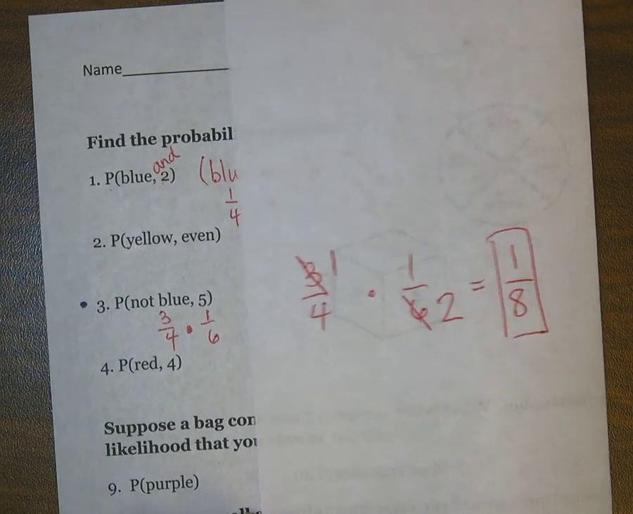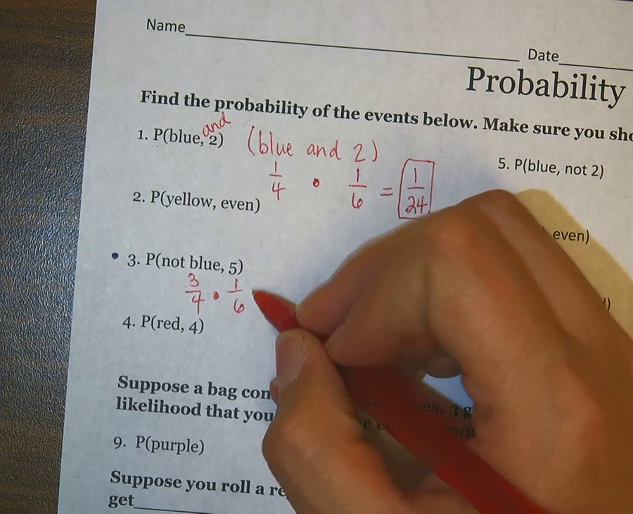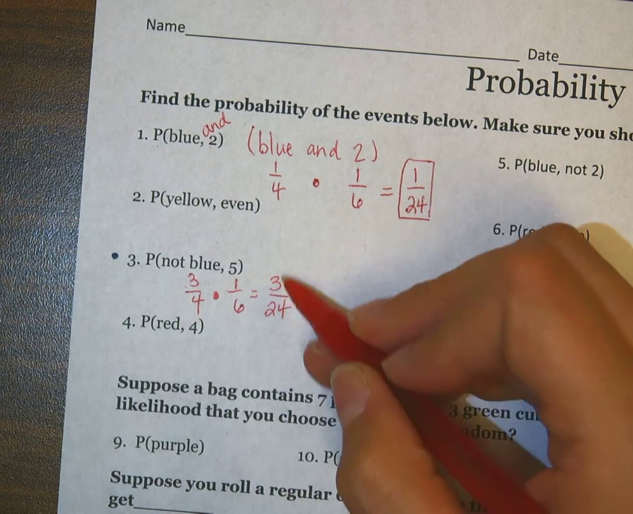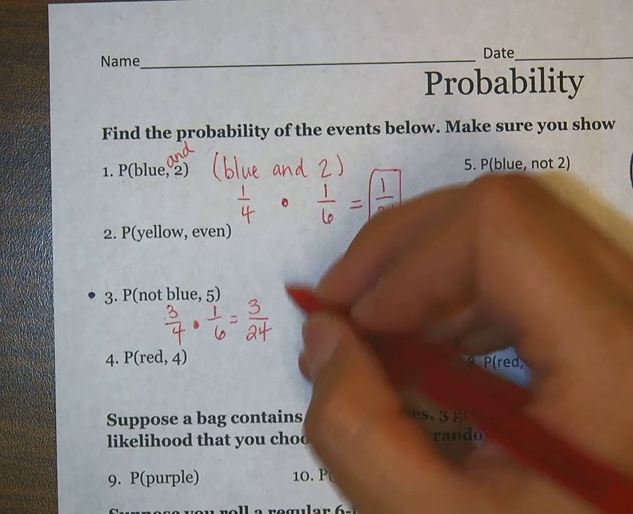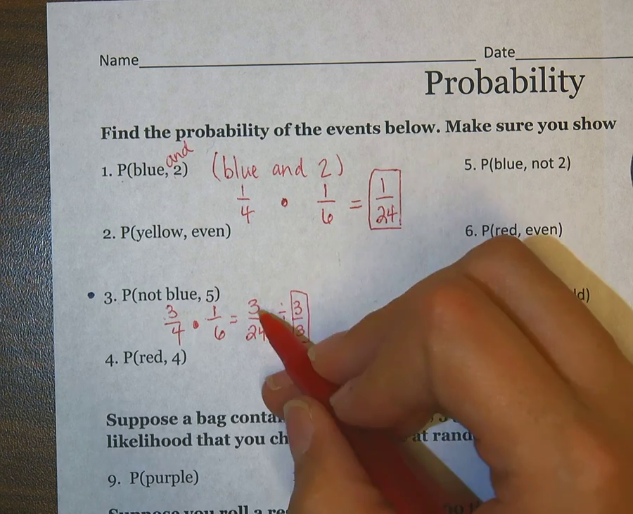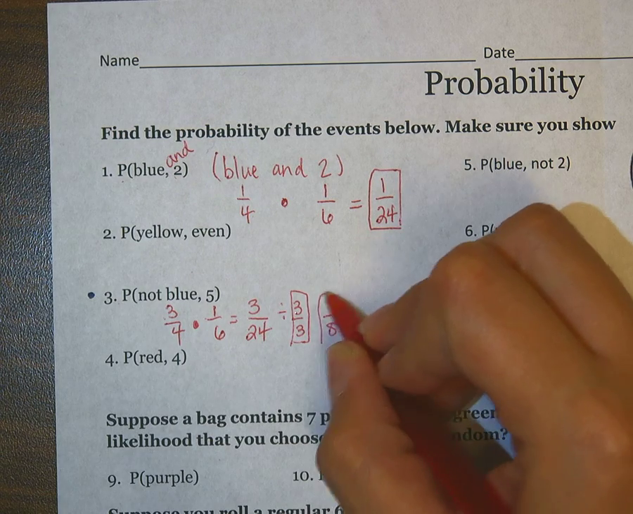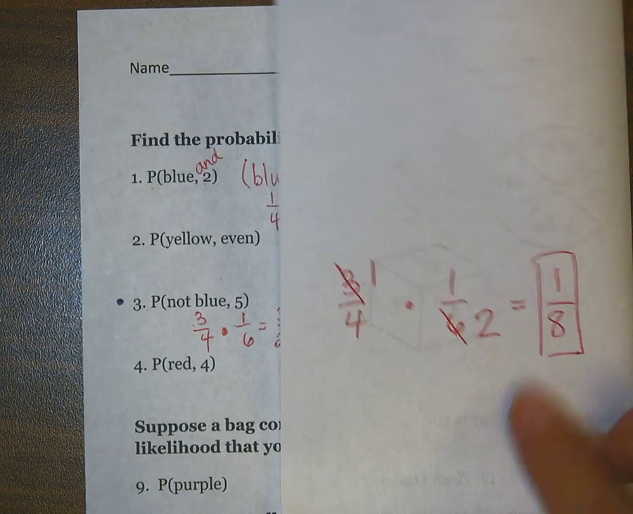Over here, if you chose not to simplify, that's okay. 3 times 1 is 3. 4 times 6 is 24. But at this point, you'd have to recognize that the 3 and the 24 have something in common, and you would have to divide by 3, on top and bottom. 3 divided by 3 is 1. 24 divided by 3 is 8. So either way you solve, you end up getting the same answer of 1/8.